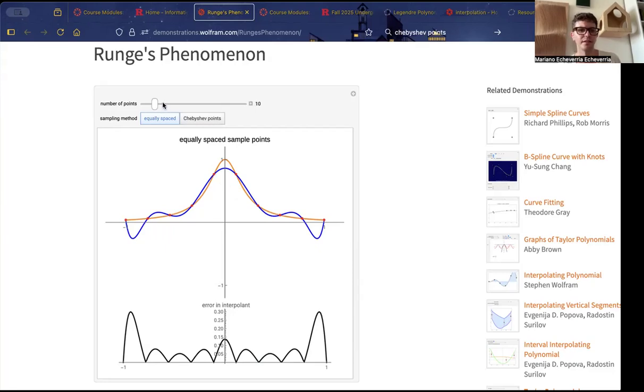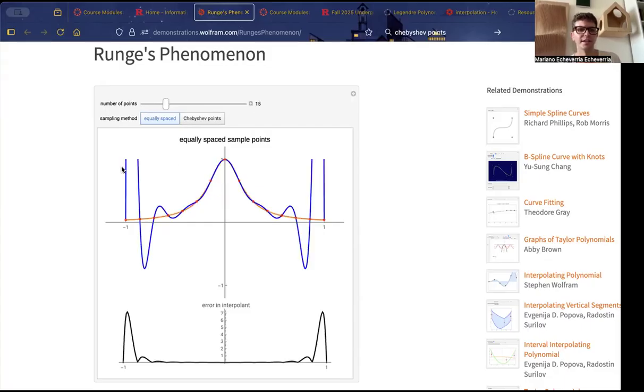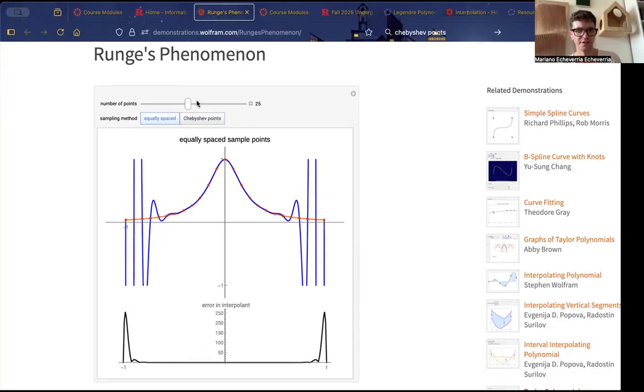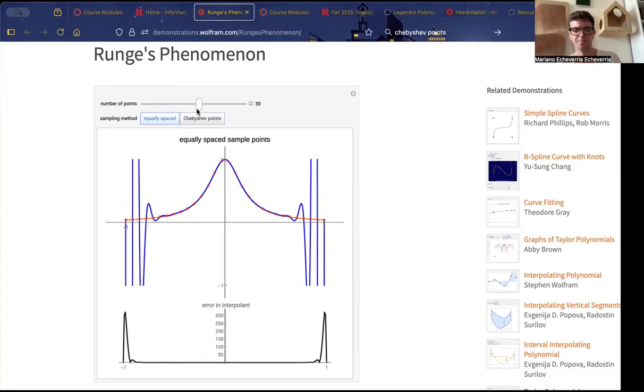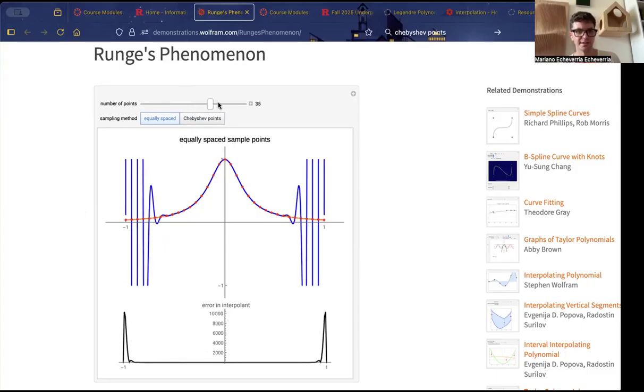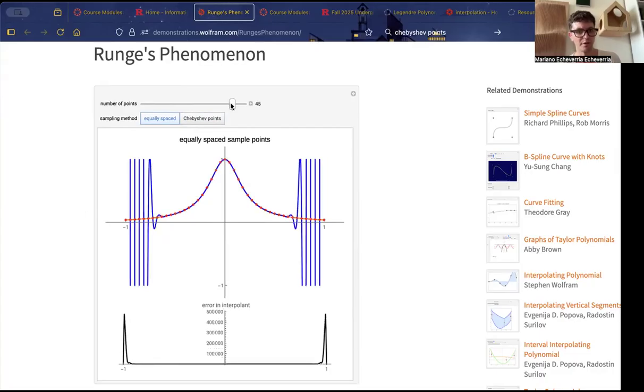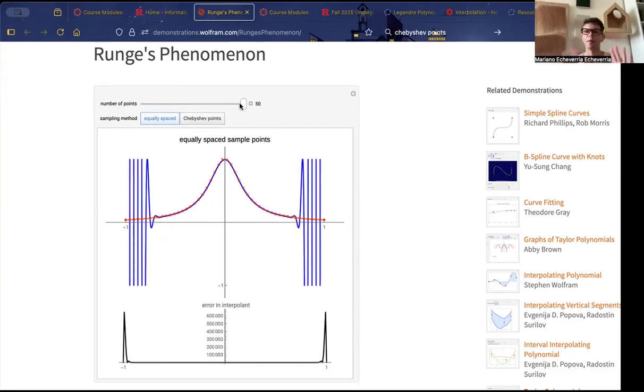The idea in Runge's phenomenon is that if you increase the number of sample points, you start getting this funny behavior towards the ends of the interval, where the function starts oscillating more wildly, which is what you see here in blue. I'm about to explain a little of what's going on here in a moment.